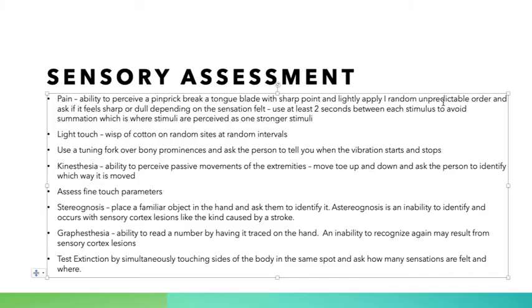The next part of the neurological system which we are going to assess is the patient's sensory system by asking them to identify various sensory stimuli to test for the intactness of the peripheral nerve fibers, the sensory tracts, and higher cortical discrimination. We can test pain by their ability to perceive a pinprick, and the book suggests that we break a tongue blade lengthwise and form a sharp point at one end and a dull point at the other end, and lightly apply either the sharp or the dull end to the person's body in a random, unpredictable order, asking them to say either sharp or dull depending upon the sensation felt.